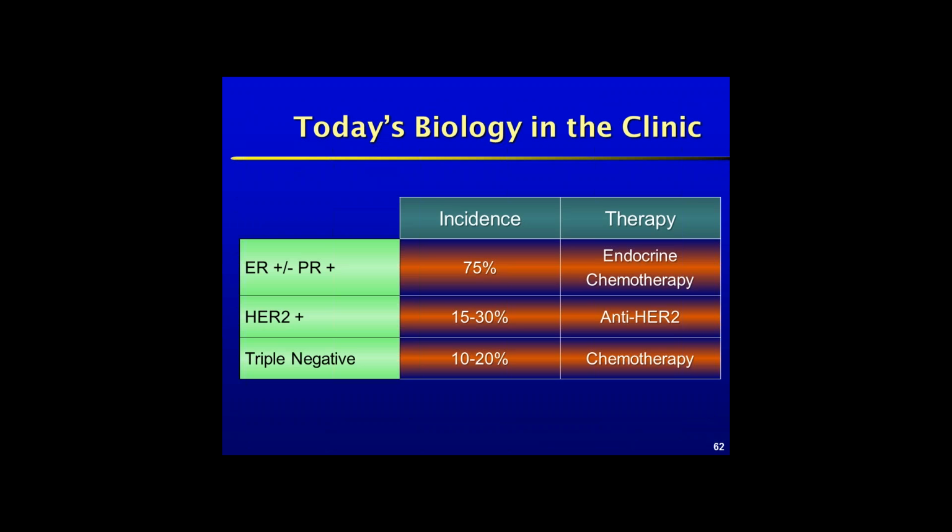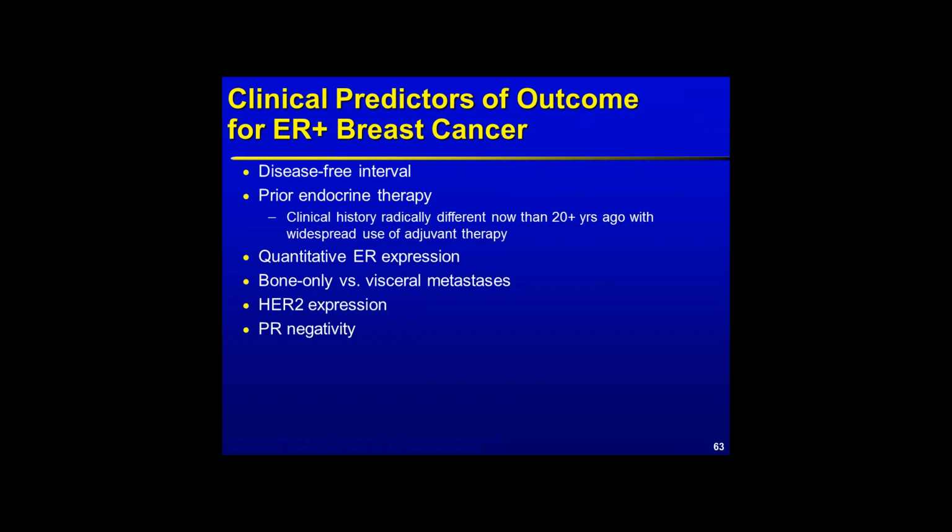For the 75% of women that are ER positive, they typically start with endocrine therapy and then move on to chemotherapy when they exhaust endocrine therapy. For the 15 to 30% that are HER2 positive, they get anti-HER2 directed therapy. And for the 10 to 20% that are triple negative, or ER/PR and HER2 negative, they get chemotherapy alone. And arguably, this group of triple negative is the one that we don't have targeted therapies for, but there's a lot of research going on for this.